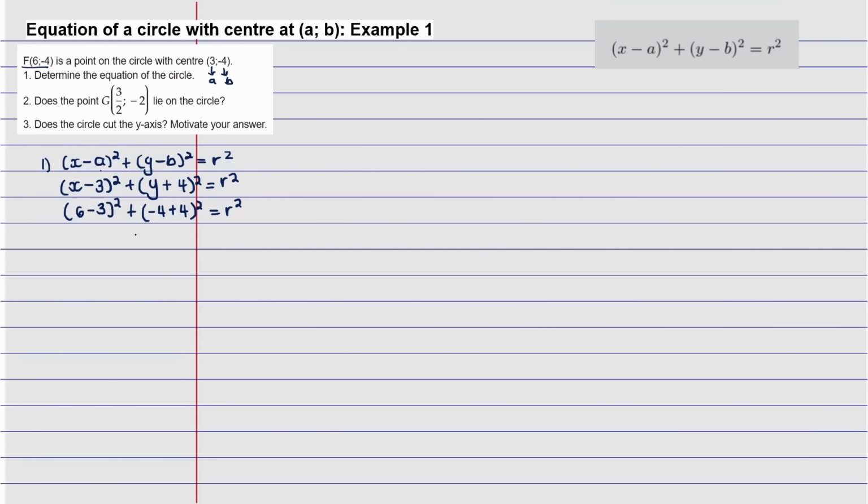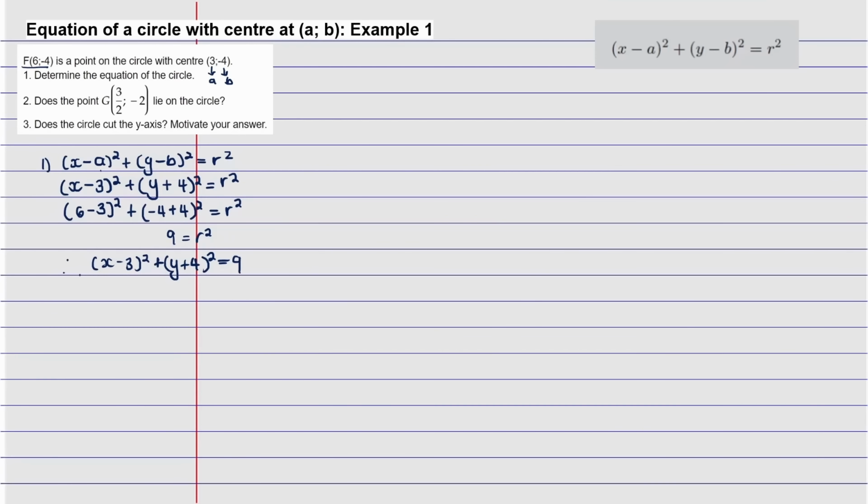Pass that into the calculator. You're going to say 6 minus 3 all squared, plus negative 4 plus 4 all squared. You're going to get your answer to be 9. So 9 is equal to r squared, right? So therefore, substituting everything, it's going to be (x - 3) all squared plus (y + 4) all squared. Remember that in the equation you want r squared and we found it as 9. So this is equal to 9. So that's how you will find the equation, right?